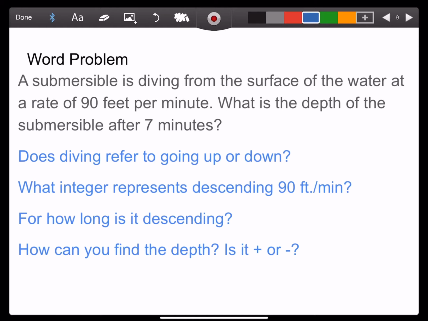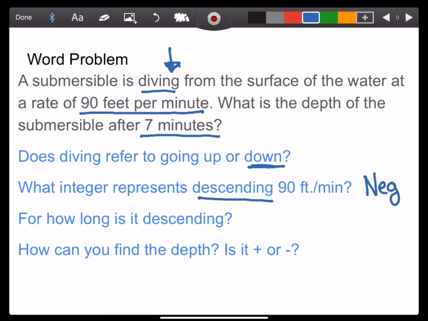A submersible is diving from the surface of the water at a rate of 90 feet per minute. And diving, I'm thinking that he's going down, right? What is the depth of the submersible after 7 minutes? So first of all, does diving refer to going up or down? Oh, we said down, right? What integer represents descending 90 feet? It's going to be negative, right? Descending means going down 90 feet.